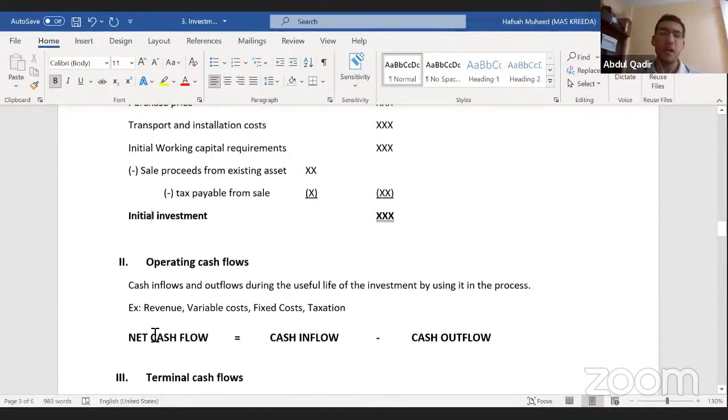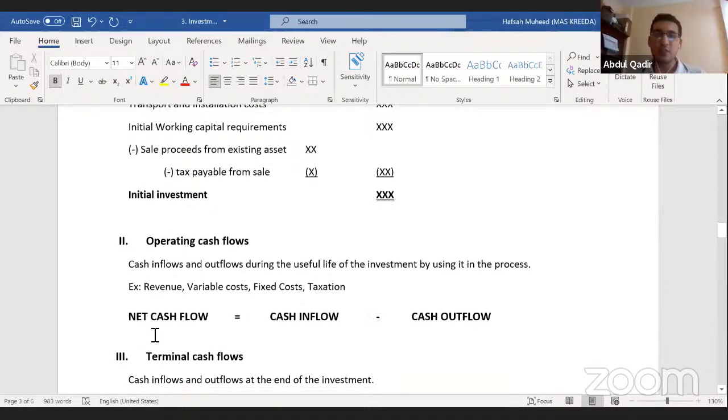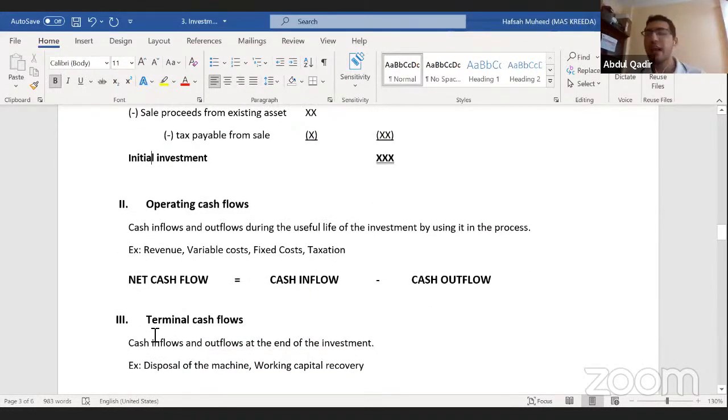So operating cash flows are basically the cash inflows and outflows you will earn during the project, right? Like revenues, variable costs, fixed costs, all of these, right? So revenue is a cash inflow, but variable cost, fixed cost, taxation, all of these are cash outflows. So you need to include both of them and calculate the net cash flow, right?